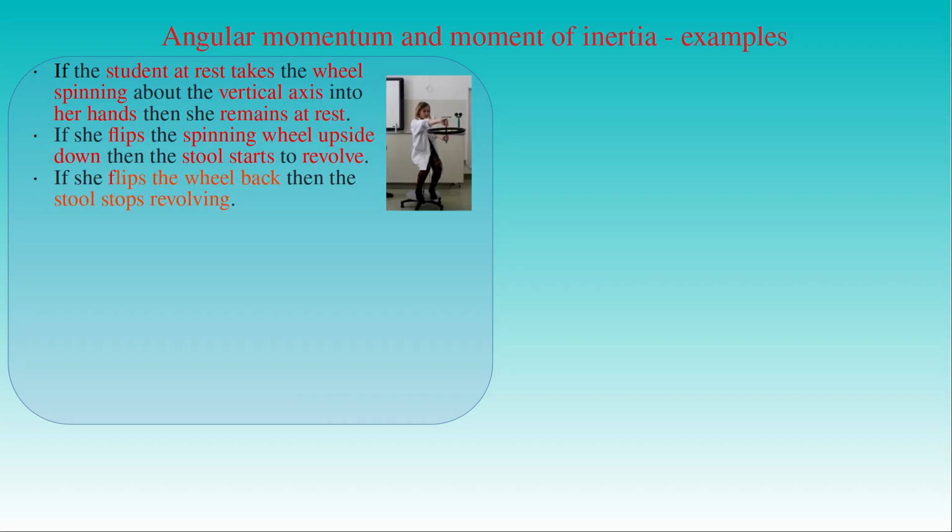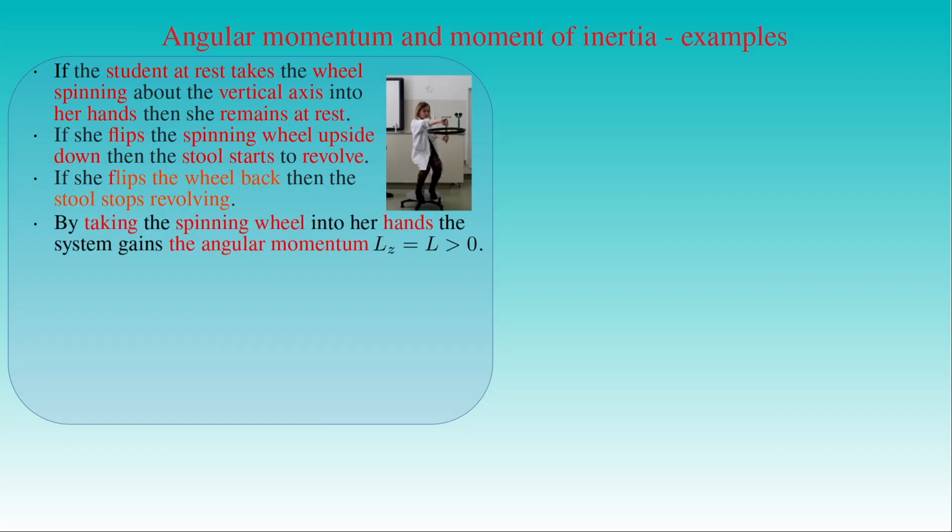The interpretation of the results is the following. When the student takes the spinning wheel in her hands, the system formed by the student, the stool, and the wheel gains the z component of the angular momentum L of the wheel, which is positive. This amount of angular momentum must be conserved since the z component of the torque tau of the system vanishes.